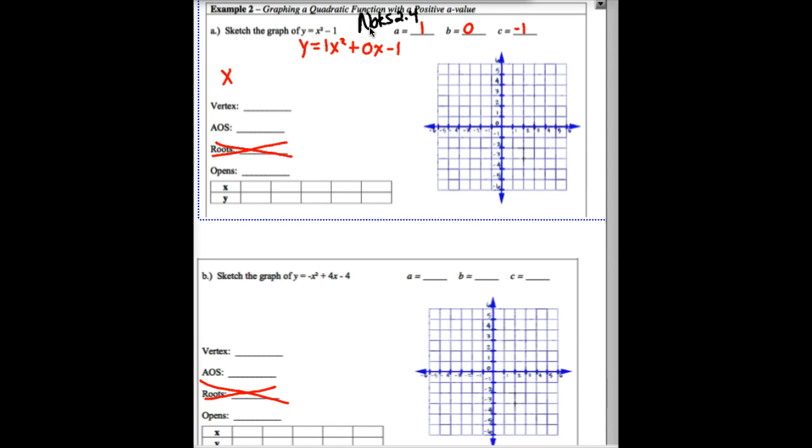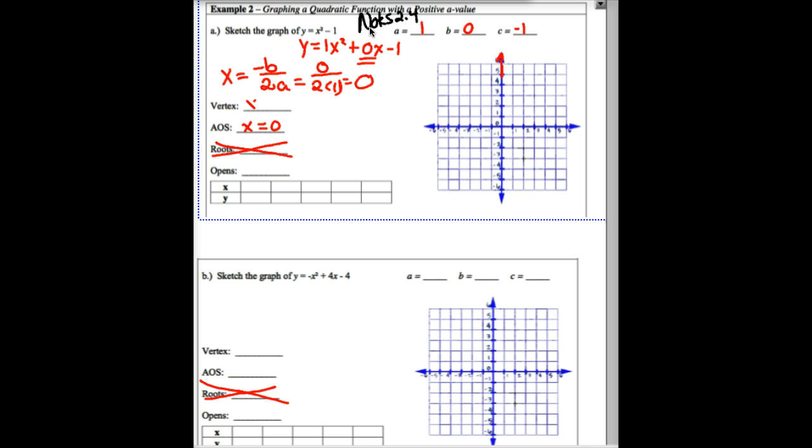And remember, that's a formula that's going to need to be memorized: you do the opposite of B over 2 times A. And when we do the opposite of B, well, B is 0, and 0 is 0 no matter what. So we've got 0 over 2 times A. And 0 divided by anything is 0. And that's always the case. When that B term is missing, our axis of symmetry is at x equals 0.